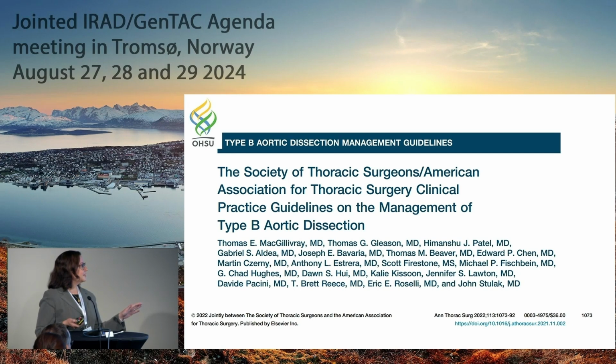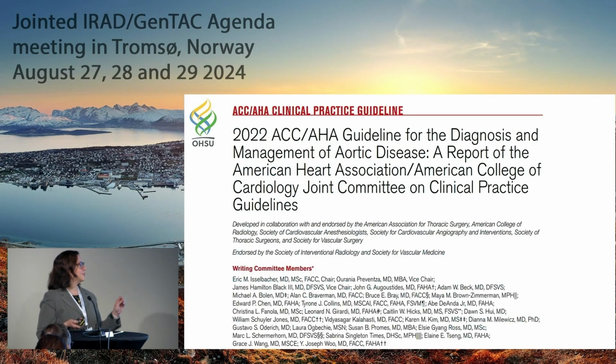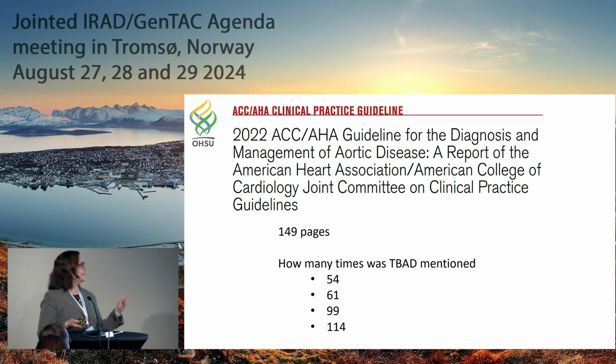So again, I summarized the guidelines specifically, looking for type B aortic dissections. And just fun fact, I don't know if people know, how many times was type B dissection mentioned in this document? Any ideas? All right, 61 times.